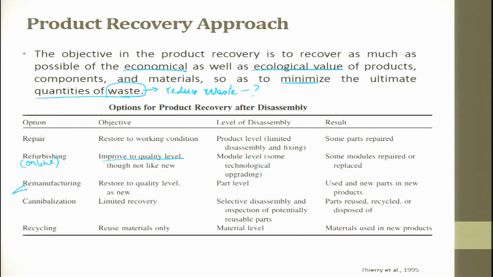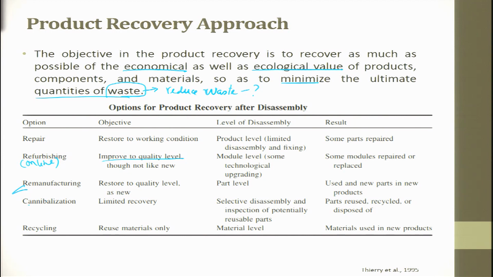Modular level, I said battery is a modular. Some technological upgrading, maybe a software upgrading, is also refurbishment. So, some modules are repaired or replaced. Remanufacturing, restoring to quality level, where at the part level we try to do it and then we try to replace. Used and new parts in new products will be done when you try to do remanufacturing.